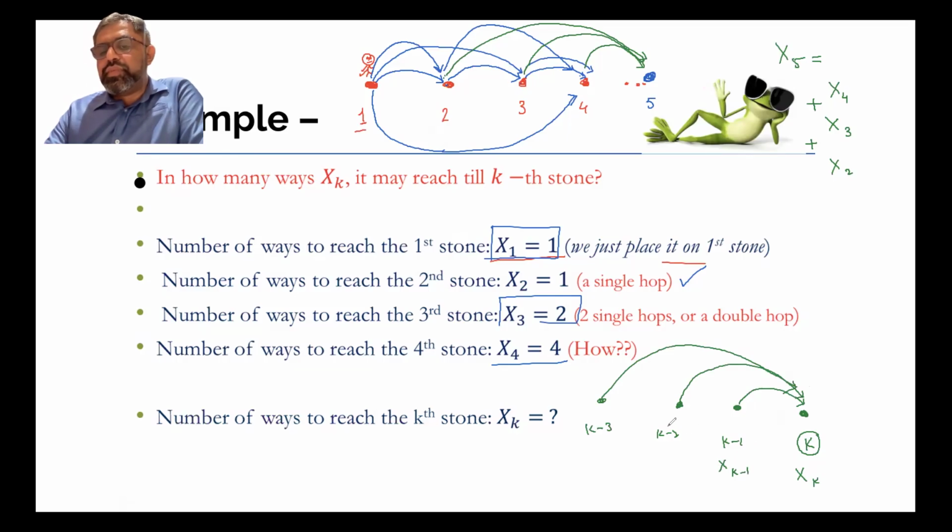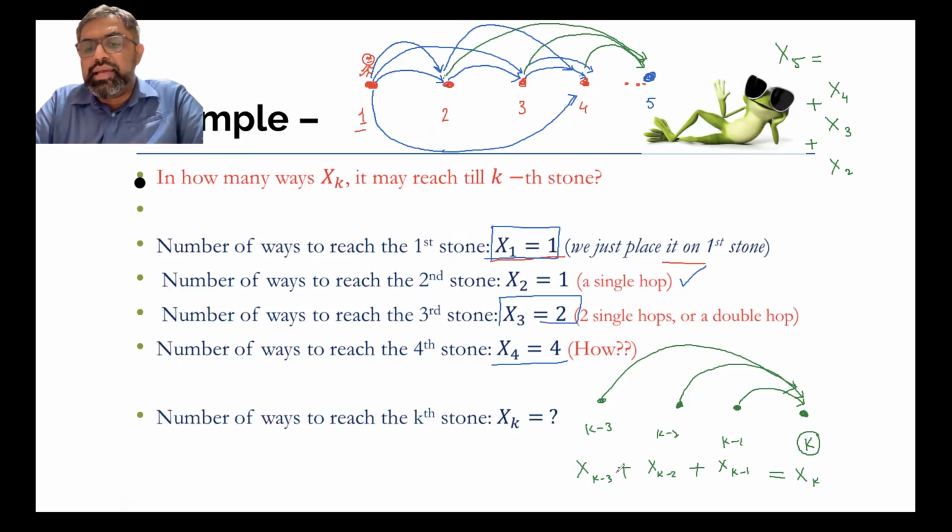Number of ways. In how many ways we have already reached stone k minus 2 is xk minus 2. After that, we are just directly jumping to the kth stone. And in how many ways we reach stone k minus 3 is xk minus 3. So to reach xk, we simply add all these things. So xk, the number of ways to reach stone k, is the addition of the previous 3 numbers of ways: xk minus 1, xk minus 2, xk minus 3.